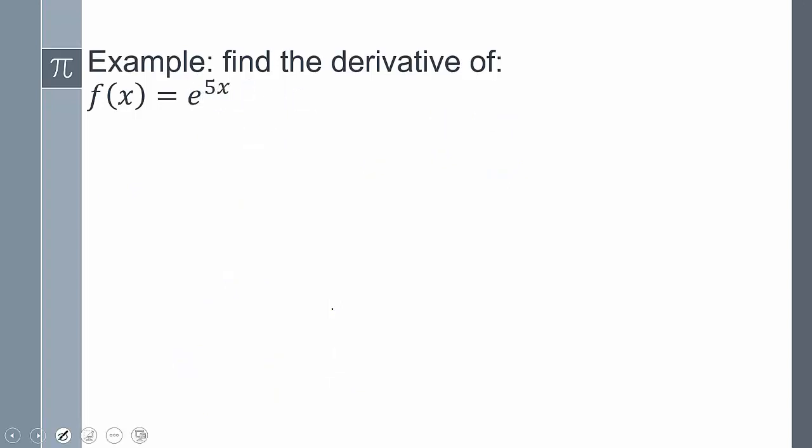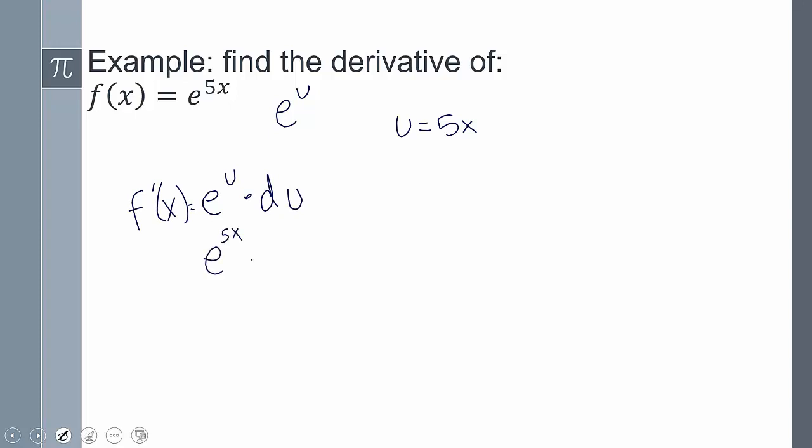e to the 5x, so this is e to the u, so u equals 5x. So that means taking the derivative of this is e to the u times du. And so that's still going to be e to the 5x. And then du is just 5. So that's going to be 5 e to the 5x.